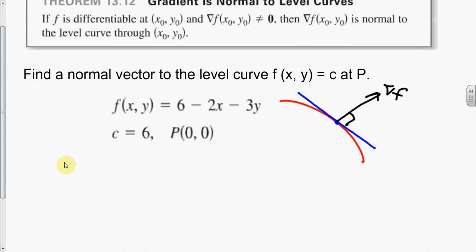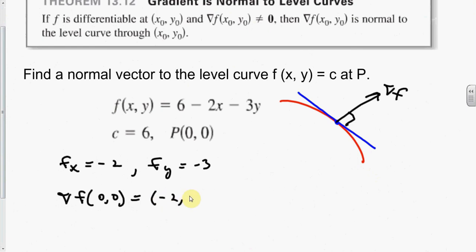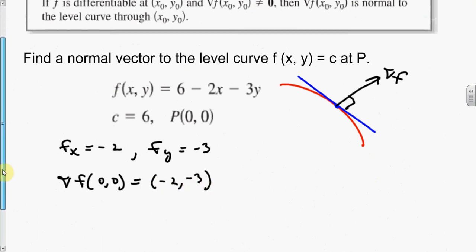So here, you find the gradient, need the partial derivatives. This is negative 2, and then this is negative 3. So here, the gradient of f at the point 0, 0. Well, this is fixed since f is a plane itself. So here, this is negative 2, negative 3 at every point.